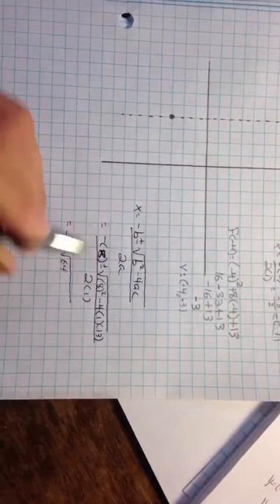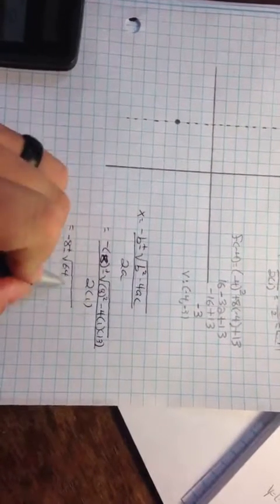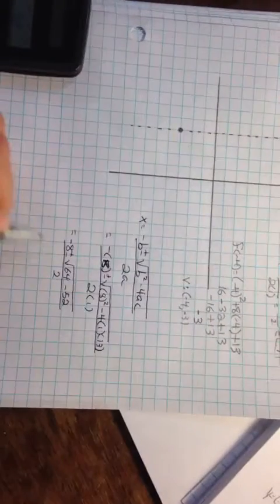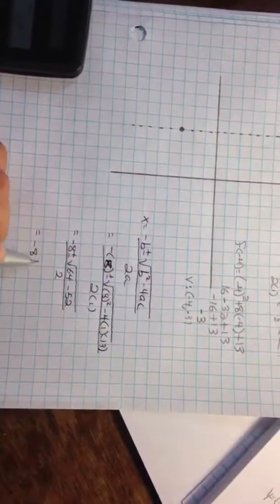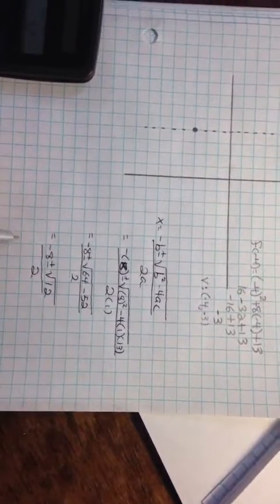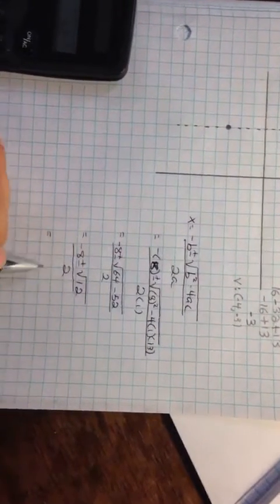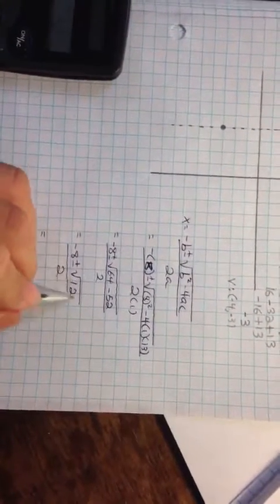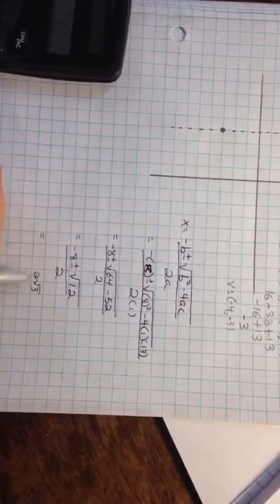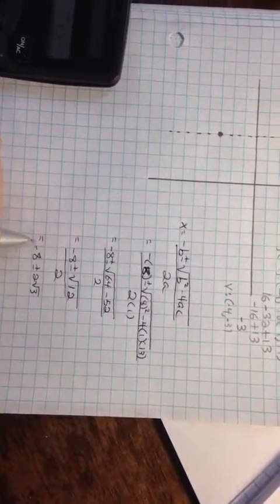So there it is. I have negative 8 plus and minus the square root of 64, which is 8 squared, minus 4 times 13, which is 52, so a negative 52, all over 2. That's negative 8 plus and minus the square root of 12 over 2. The square root of 12 breaks down to 2 radical 3, since it's 4 times 3 and the square root of 4 is 2.